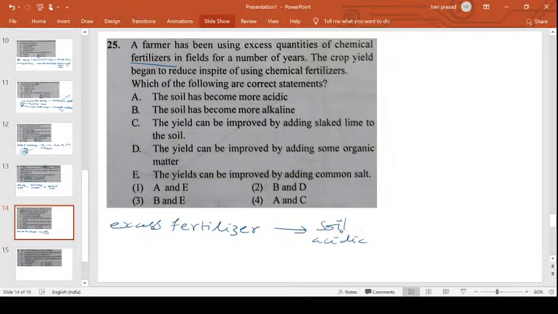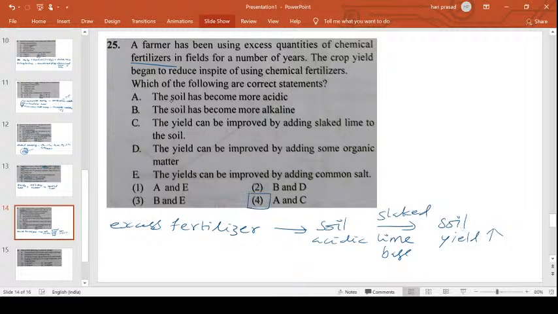Therefore, in order to bring back the normal position, slaked lime is added. This slaked lime is a base. This base neutralizes this acid. Therefore the soil comes back to the normal position, and the yield will be high.